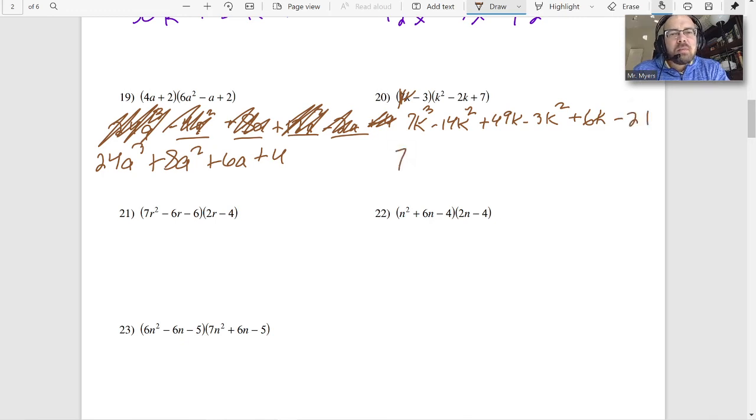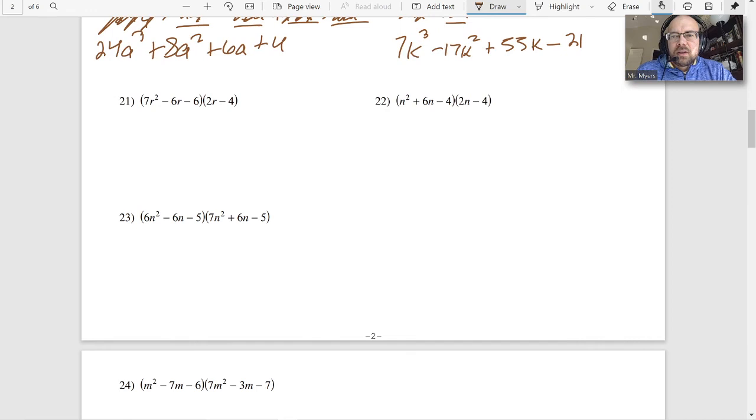All right, so the first term almost never combines with something else, especially if it's in a certain order. But this one and this one, they'll go together. Minus 17k squared. 49 plus 6 is 55k minus 21. And I believe that's everything. All right, cool. So we will start to speed up a little bit. The ones that you can see right now are the ones that we have left. So I'll start to consolidate a little bit more here, and we'll go ahead and wrap things up here.